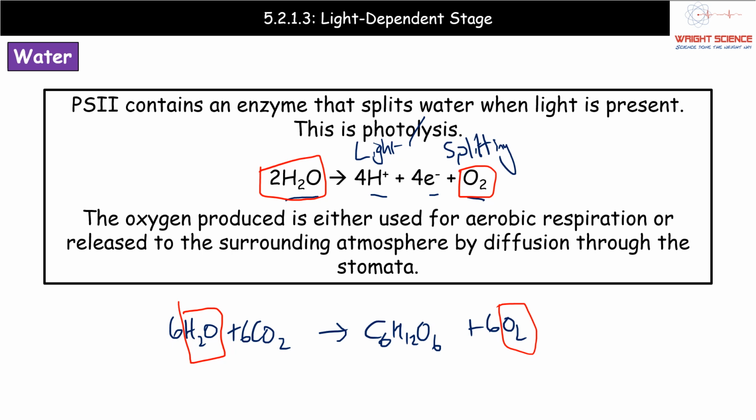Now, the oxygen that we produce as a result of this photolysis is going to be used either in aerobic respiration, or we can release that to the atmosphere by diffusion through the stomata, those small pores on the leaves.